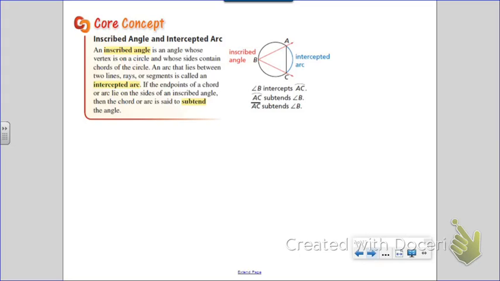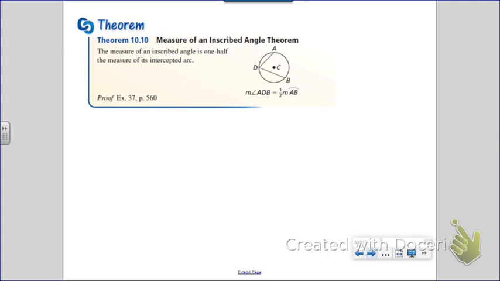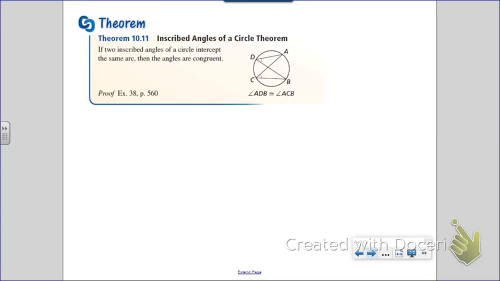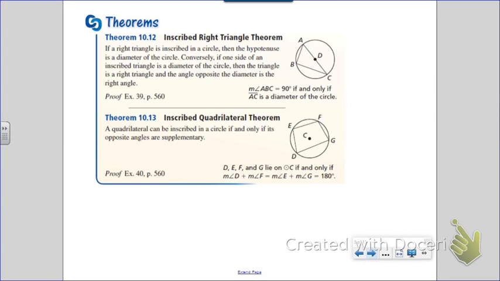If the endpoints of a chord lie on the sides of an inscribed angle, then it is called subtending the angle. The measure of an inscribed angle is 1/2 the measure of its intercepted arc. If two inscribed angles intercept the same arc, the angles are congruent. In a right triangle, if it's inscribed in a circle, the hypotenuse would have to be the diameter, and the angle would of course be a 90-degree angle.